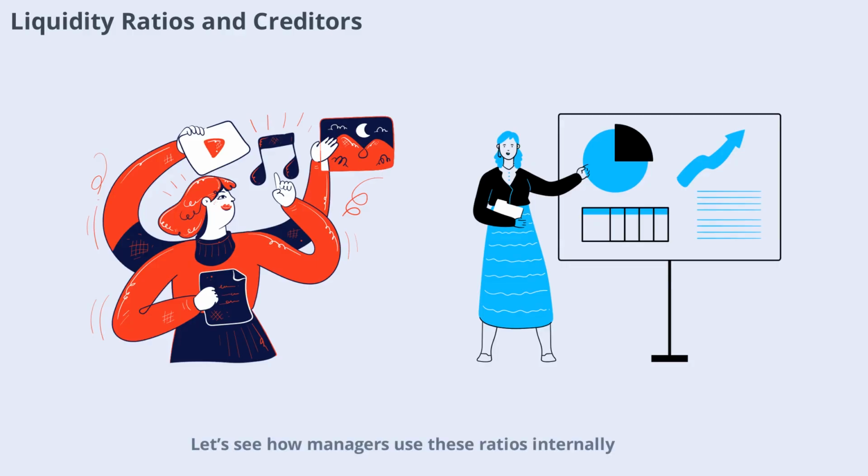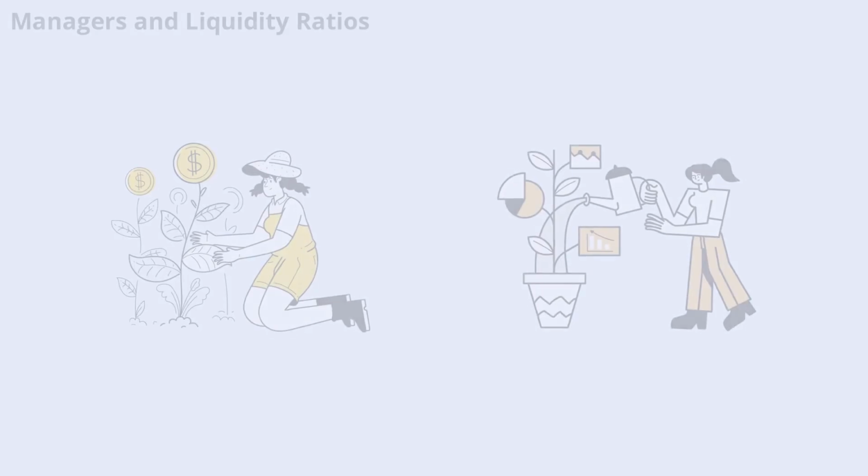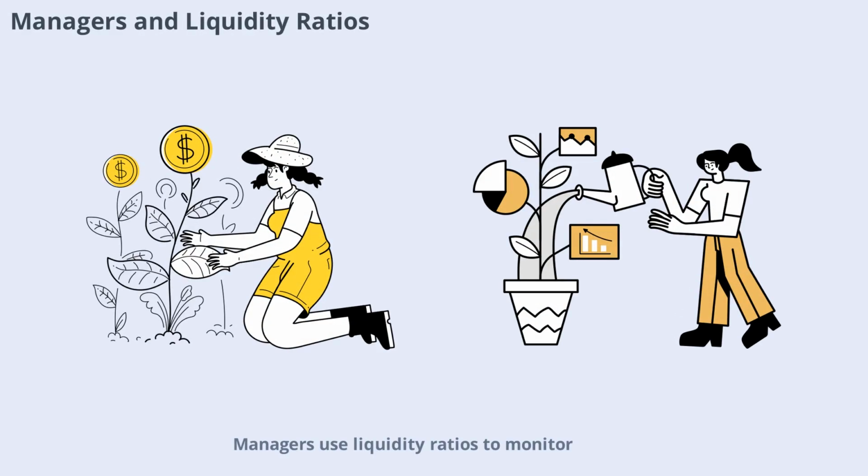Let's see how managers use these ratios internally. Managers use liquidity ratios to monitor day-to-day financial health and make strategic decisions. For example, if ratios are slipping, they might delay new investments, speed up collections, or negotiate better payment terms with suppliers. By keeping a close eye on liquidity, managers can avoid cash crunches and keep operations running smoothly.